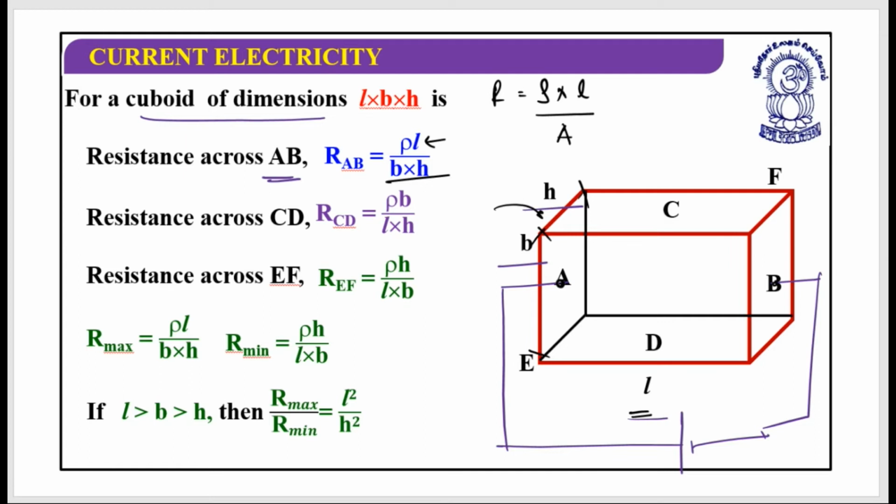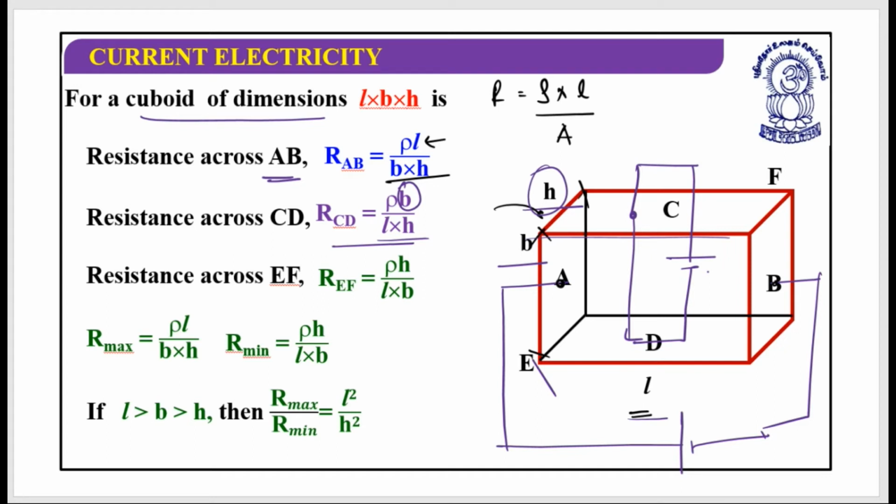Great. Now let's suppose I need to find the resistance across CD, R_CD. What would the situation be? The situation would look like this. Yes, that means electrons must travel from C to D at this position. Its length would be B, and its cross-sectional area would be L cross H. And the resistance across E to F, which is a diagonal, R_EF is equal to rho into H divided by L into B.